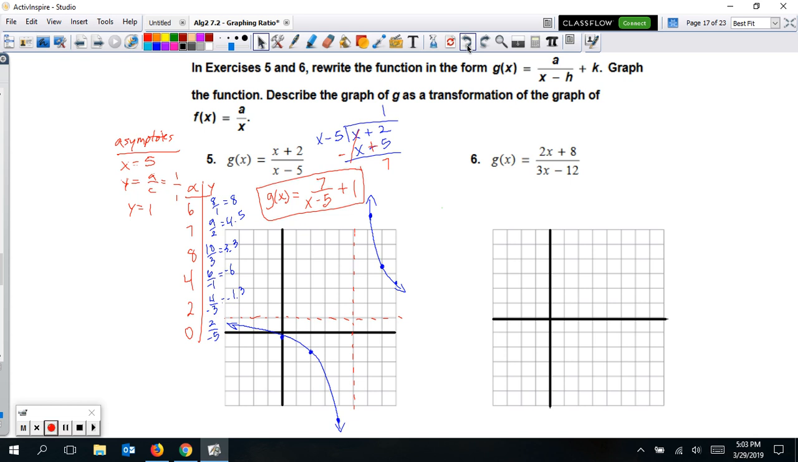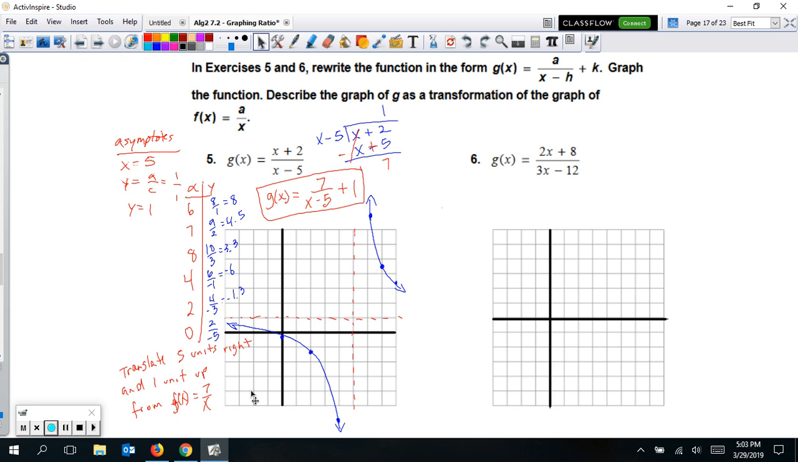And the last thing it says now is describe the graph as a transformation of the graph of a over x. So our a in this case is 7. So how is it different from 7 over x? Well, because it changed with the h and the k. So it did a translation. It moved, it shifted, because we have 5 here. It shifted right 5 and up 1, basically. You can kind of see where the origin was. That's where it would be if it was just a over x, because the asymptotes would be the x and the y-axis. But now what changed was it actually just shifted right 5 and up 1.